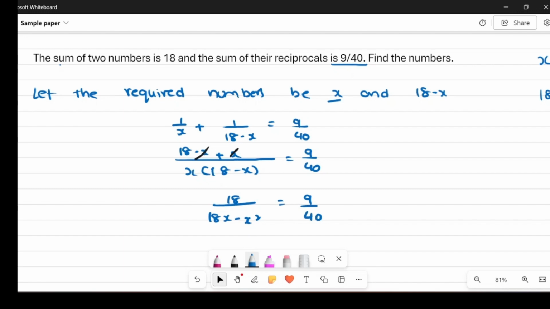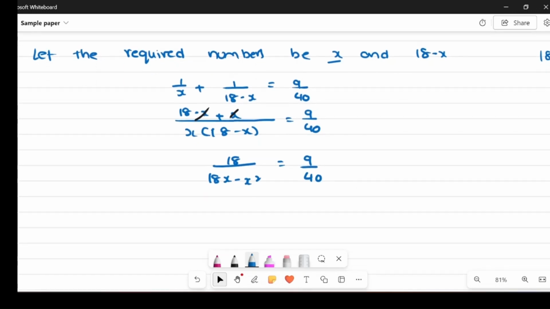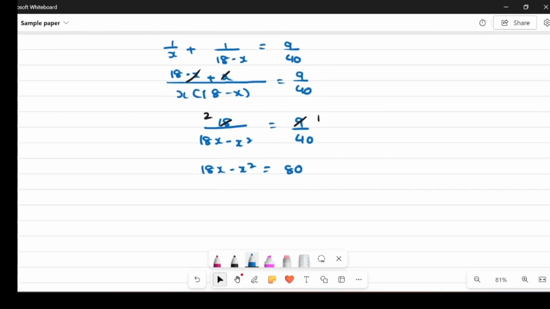So at this stage we may cross multiply and then simplify. Otherwise, to make your calculations easier, you can cancel 9 and 18 here. 9 times 1 and 9 times 2. Now you cross multiply. 1 into 18x minus x square would be 18x minus x square is equal to 2 times 40 is 80. Now transpose. It will be x square minus 18x plus 80 is equal to 0.